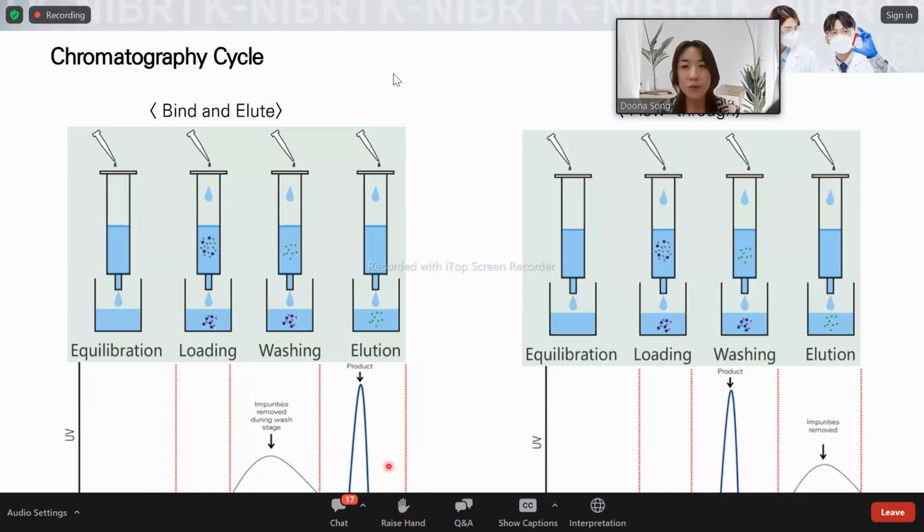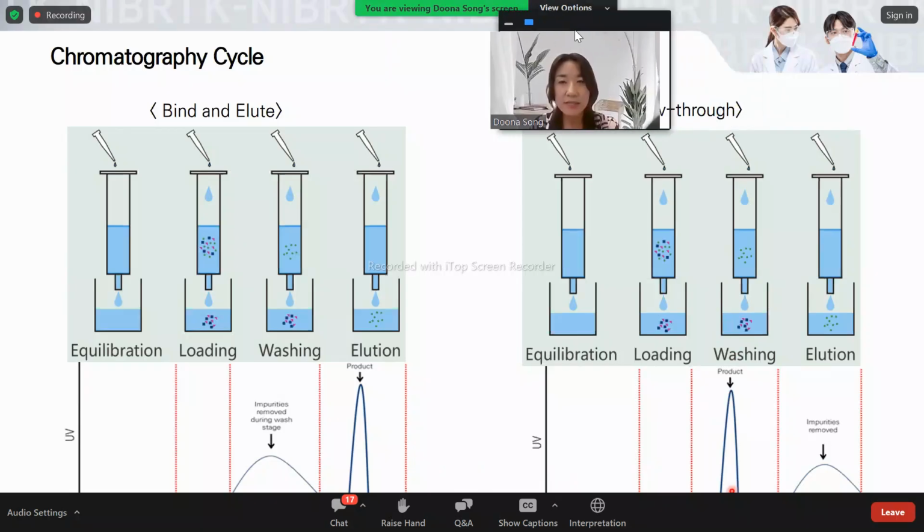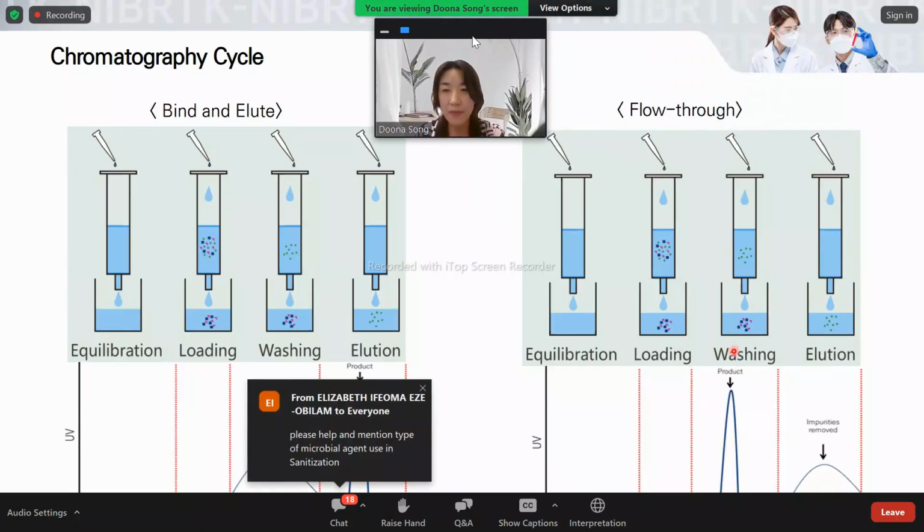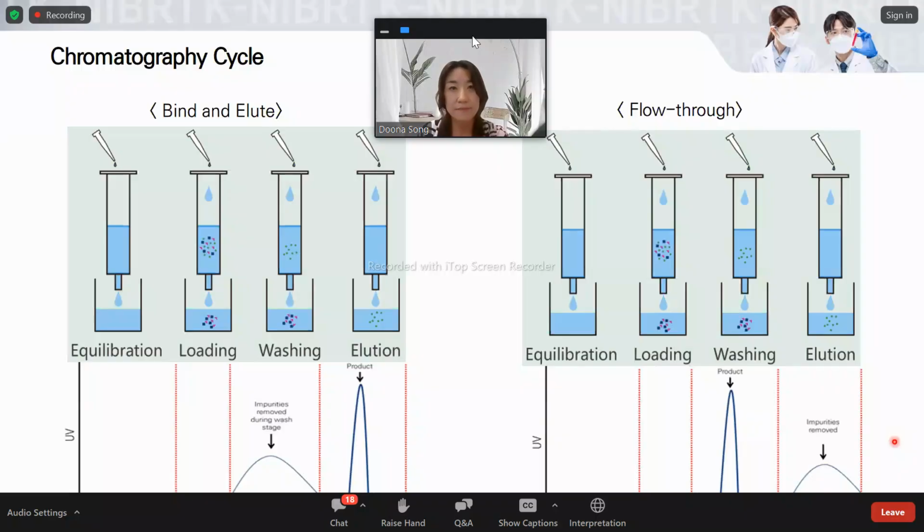In flow-through mode, the product of interest elutes during the washing step, and impurities bind to the resin in this step, and subsequently elute during the elution step. Typically, the bind and elute mode is more commonly used.